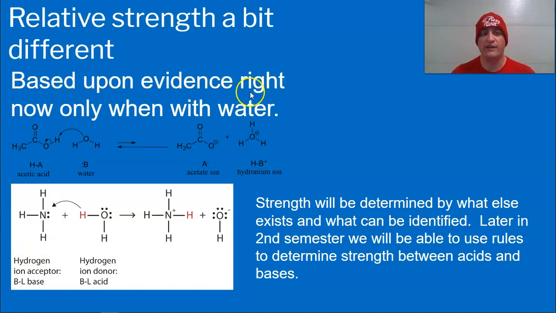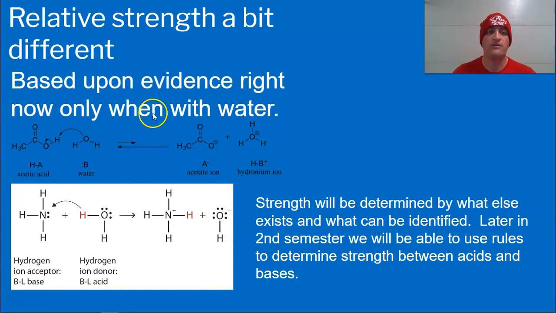So this will be based upon evidence, and now not only with water. So we have the ideas of acids and bases and conjugate acids and bases, but what it might dictate is that if you put one molar acetic acid in, and let's say another one molar sulfuric acid in water, the same molarity, and you get more acetate ions than sulfate ions, what does that mean? That would mean that if you get more ions, that had to have been a stronger acid than if you get fewer ions. So you need to look at the evidence, and this is only when compared with water. Second semester, we'll be able to use rules to determine strength between acids and bases, and they take a much deeper idea of dealing with electronegativities and pulls like that, to where you can predict them on paper without having to react them with water and have evidence.